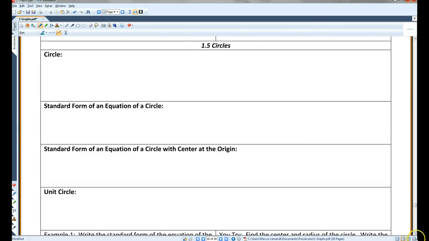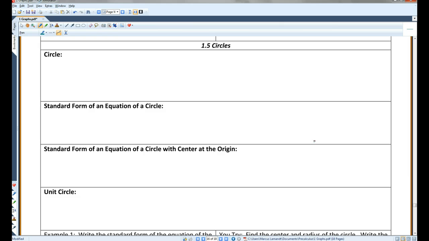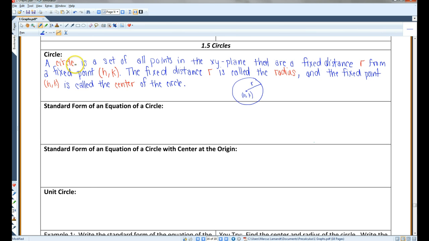Alright, last section of this unit, 1.5, circles. I'm going to write down the definition of a circle. A circle is a set of all points in the xy plane that are a fixed distance r from a fixed point (h, k). Okay, so for example, here's a circle. If this is my (h, k), the circle is a set of all points that are exactly r away from it.